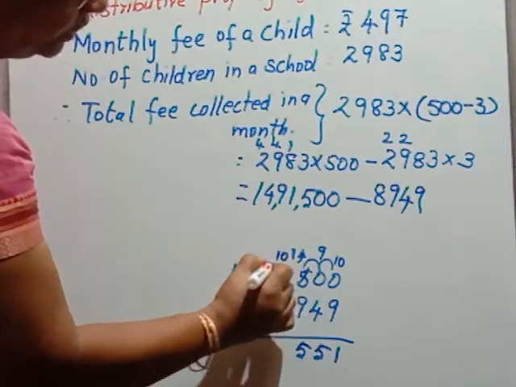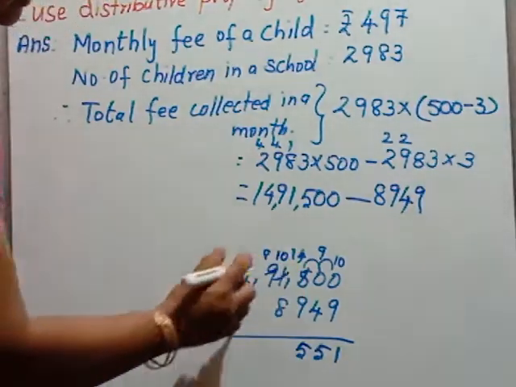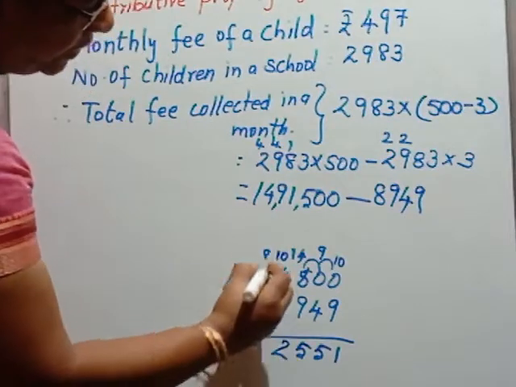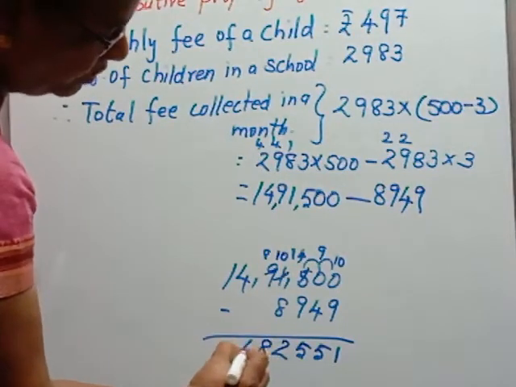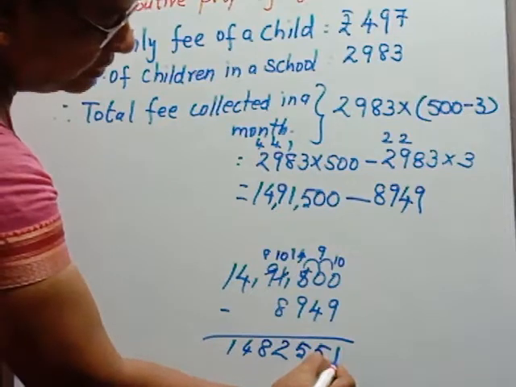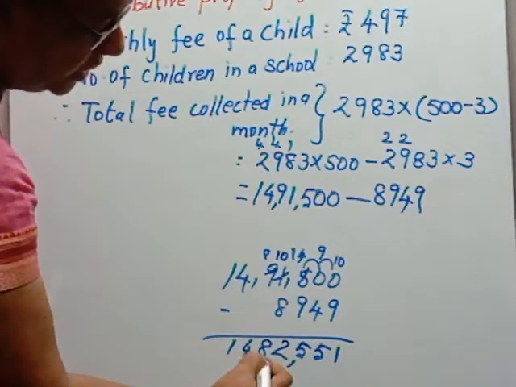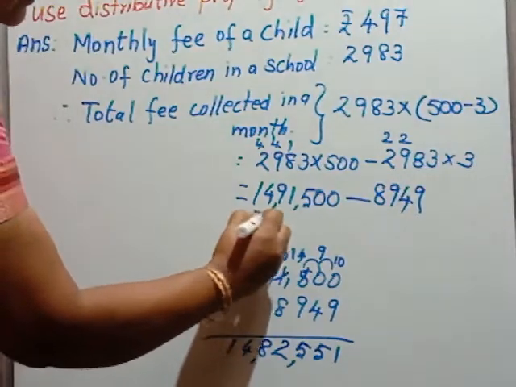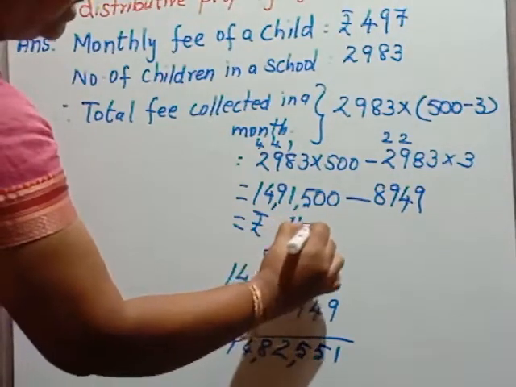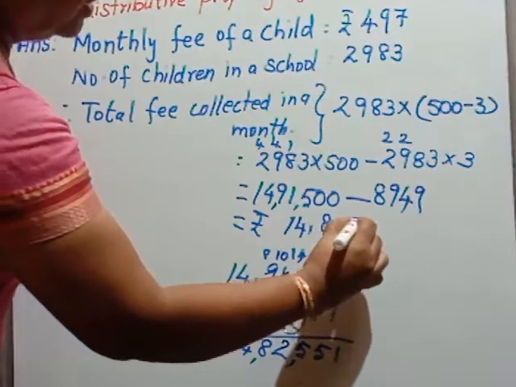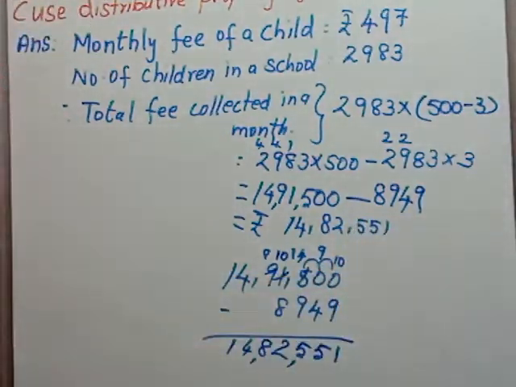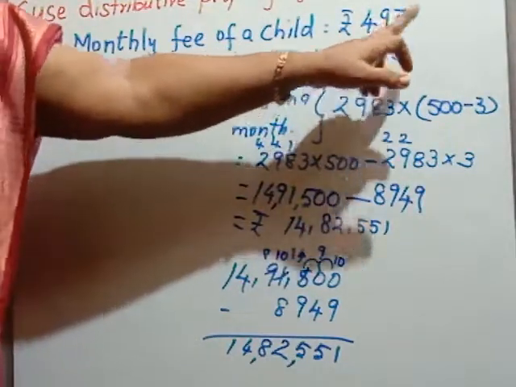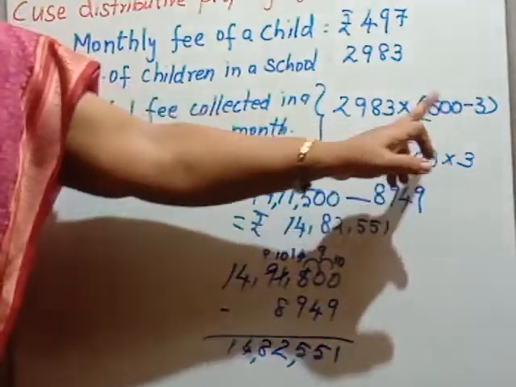Here 0. Again from here we are borrowing 1. It will become 10. Here 9 becomes 8. 10 minus 8, 2. 8 minus 0, 8. 4, 1. Ones, tens, hundreds, comma, thousands, ten thousands, comma, lakhs, ten lakhs. So how much fees they collected? 14 lakhs, 82,551 rupees. Instead of multiplying 2,983 into 497, we are using the distributive property.